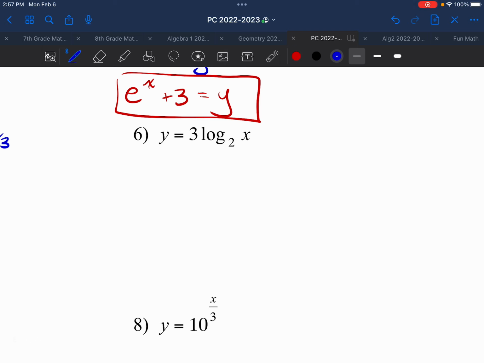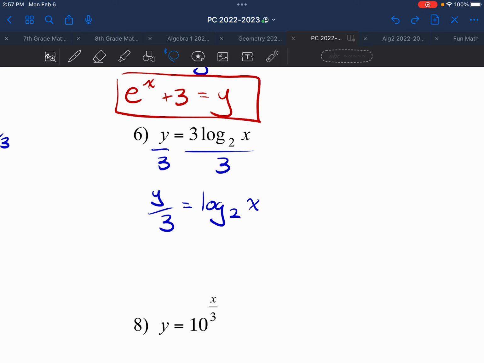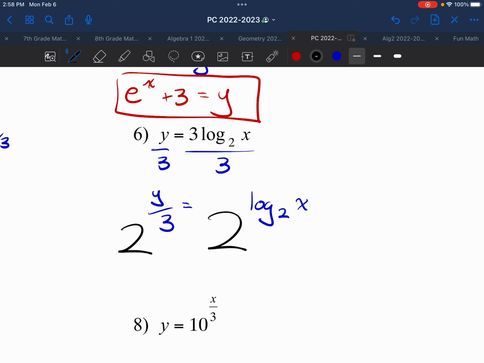Check this out. I'm going to divide both sides by 3 first. And I get y over 3. On this side, I get log base 2 of x, which I don't need those parentheses. It's a bad habit. What base are we going to choose? Base of 2, just like the last problem. So I'm going to say 2 to the power of log base 2 of x is equal to 2 to the power of y over 3.